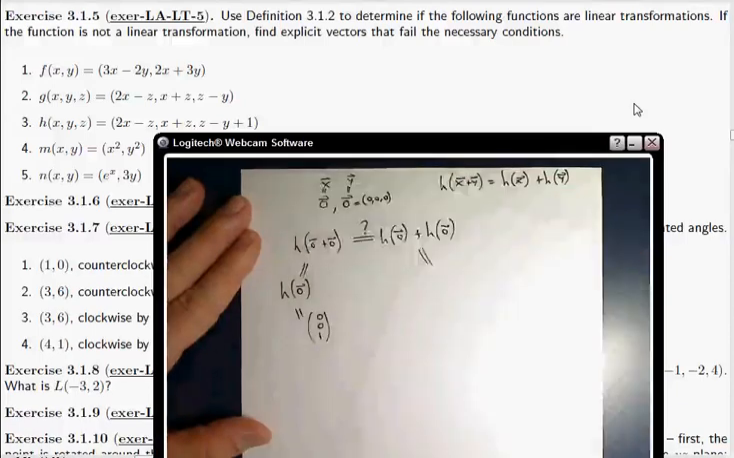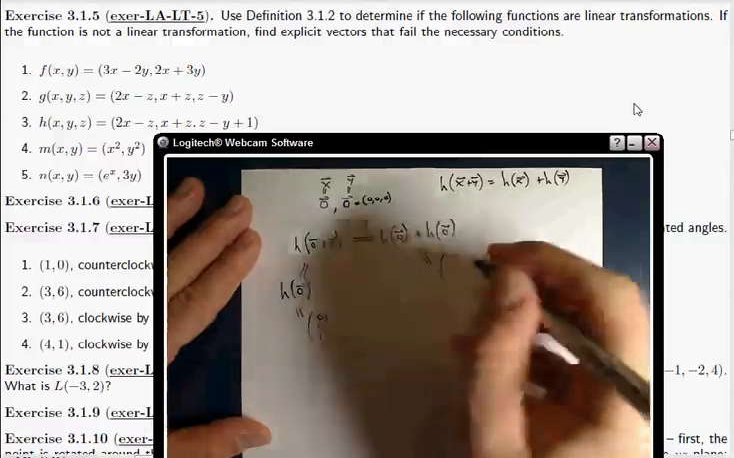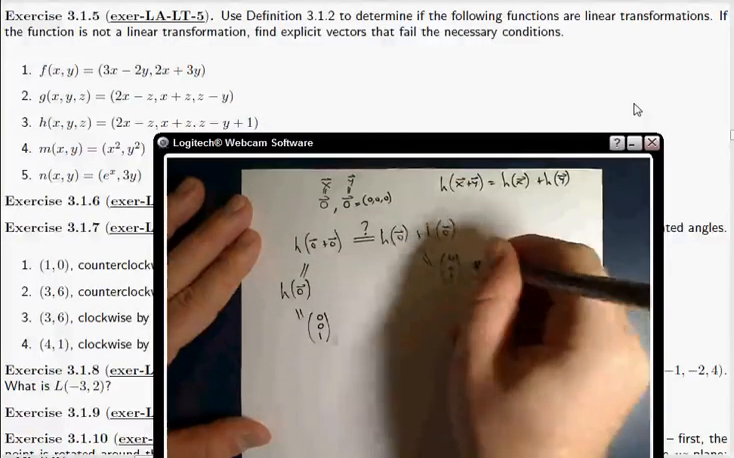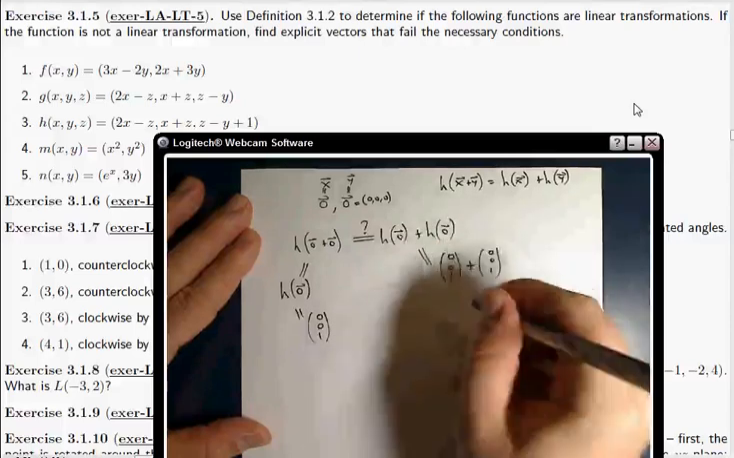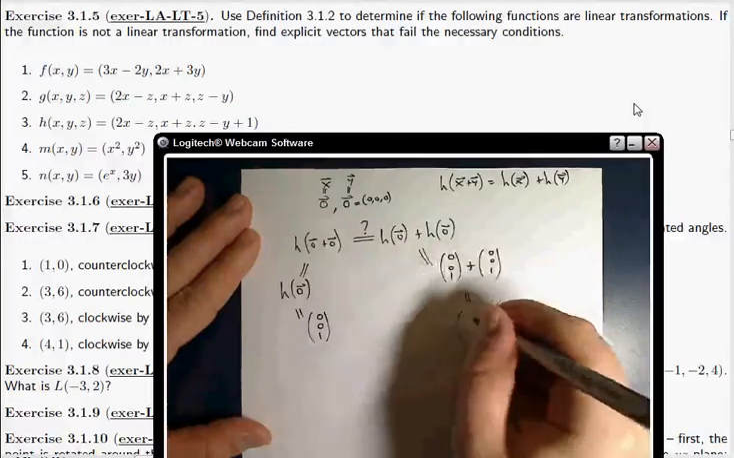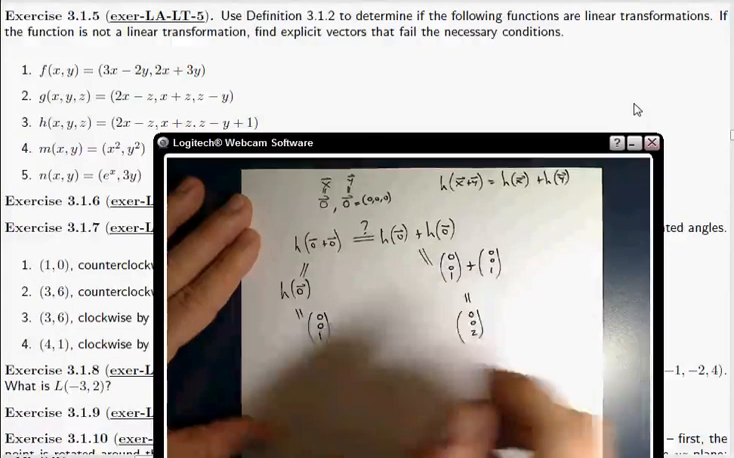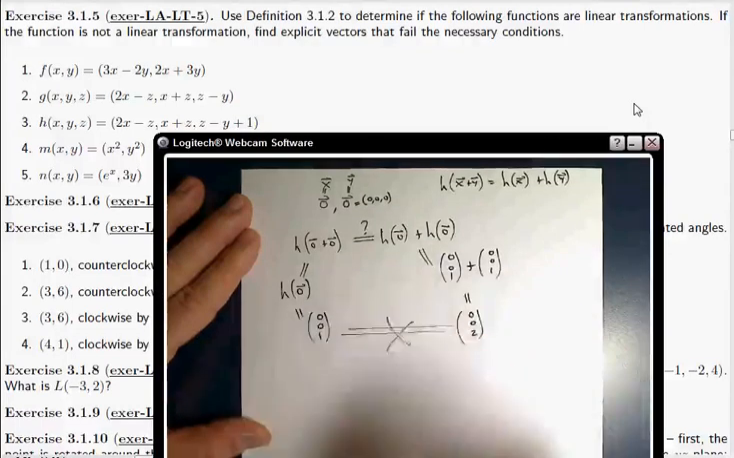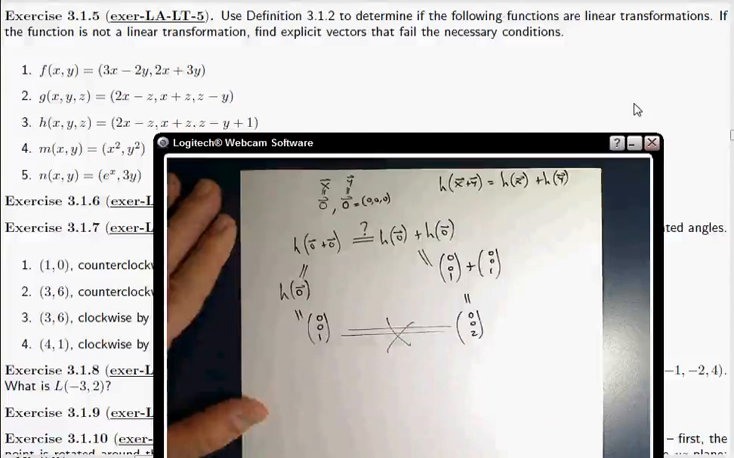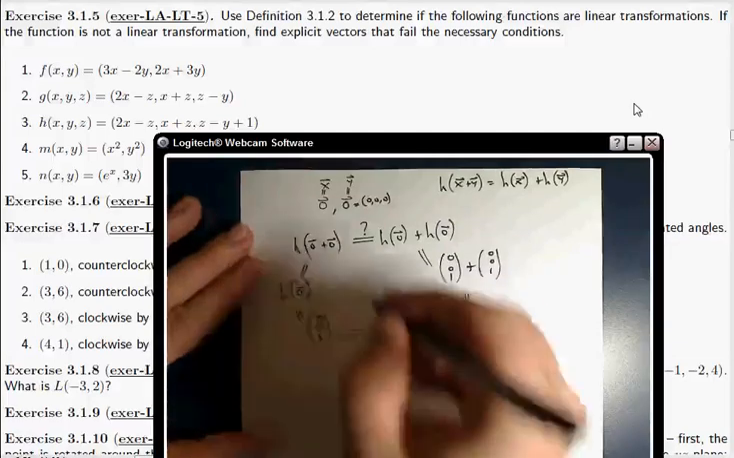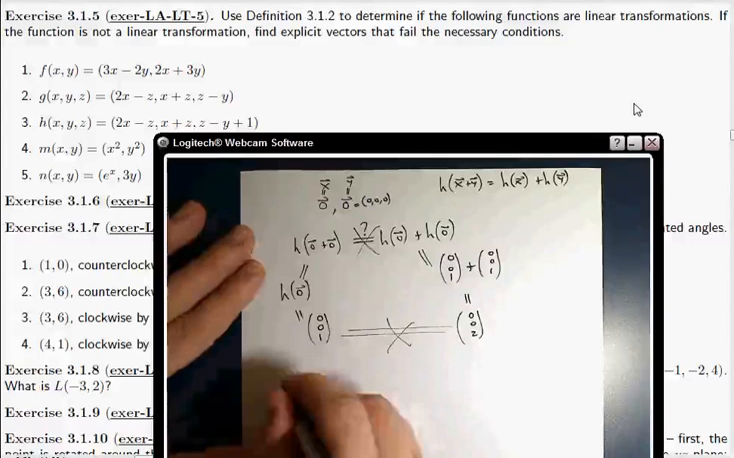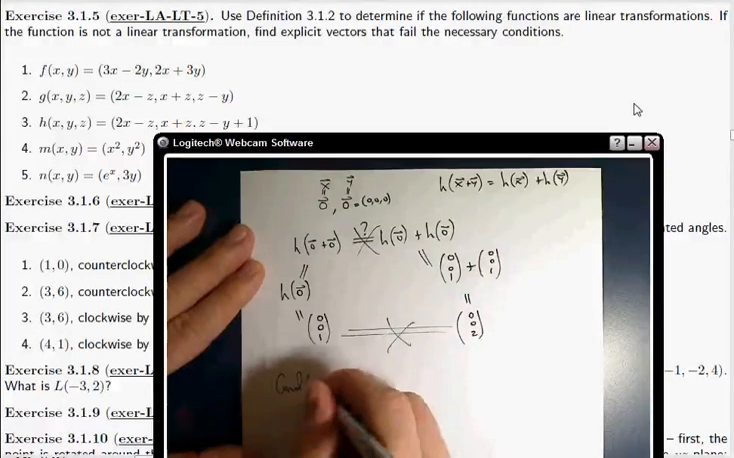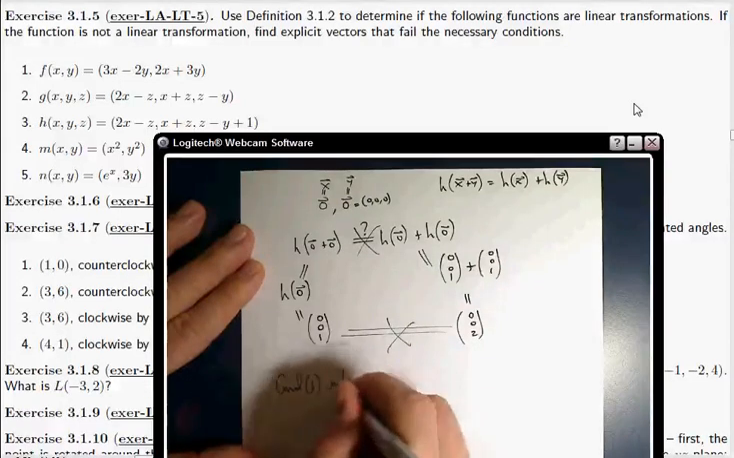Now let's compute this side, see what that is. Well, h of 0 is 0, 0, 1, and then h of 0 is 0, 0, 1, and that is 0, 0, 2. And these are not equal. Therefore, this didn't work. So condition 1 is not satisfied.